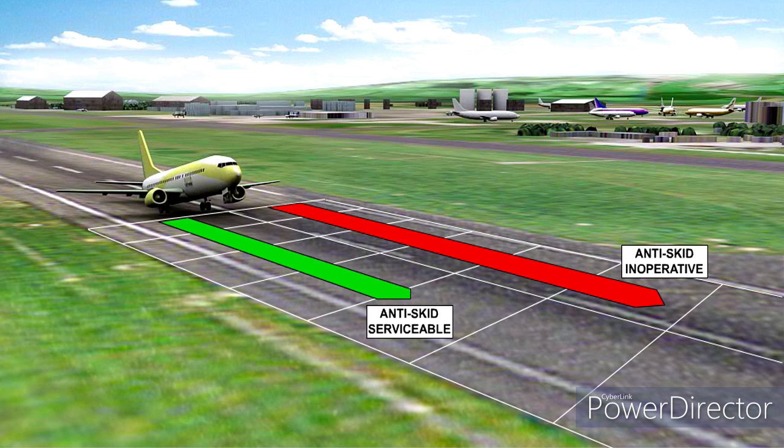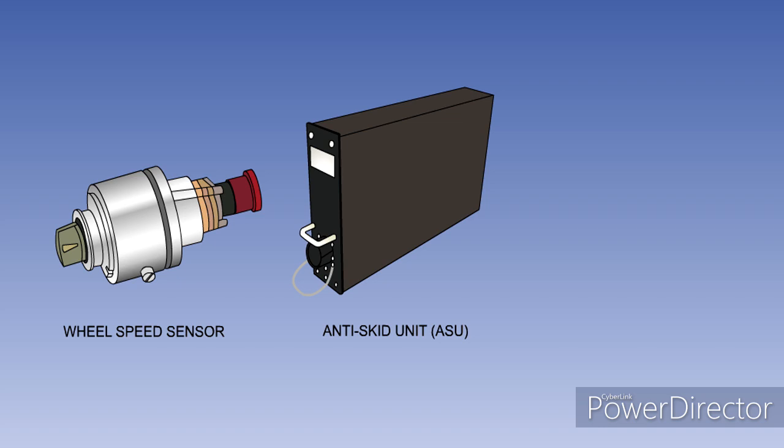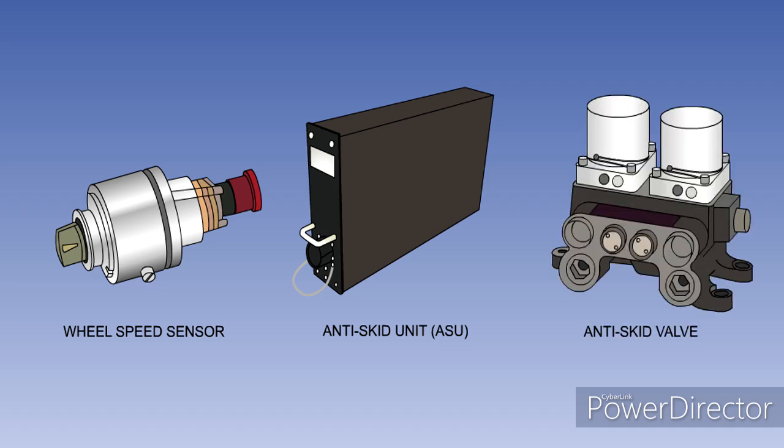Anti-skid systems have a huge effect on the distance required to bring an aircraft to a stop from high speed. The required stopping distance increases considerably if the anti-skid system is unserviceable. An electronic anti-skid system comprises three main elements: a sensor, which measures wheel speed, a control box, known as an anti-skid unit or ASU, to compute wheel speed information, and a servo valve or anti-skid valve to modulate brake pressure.